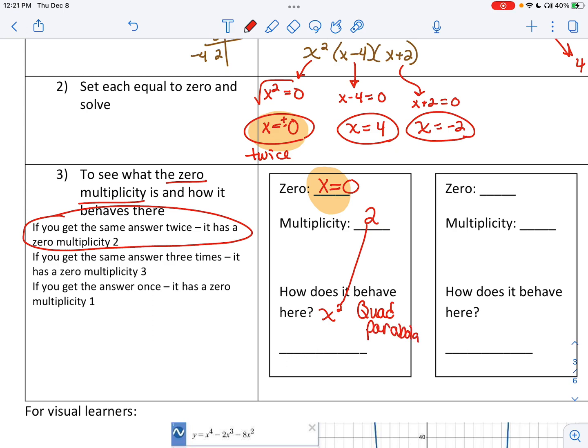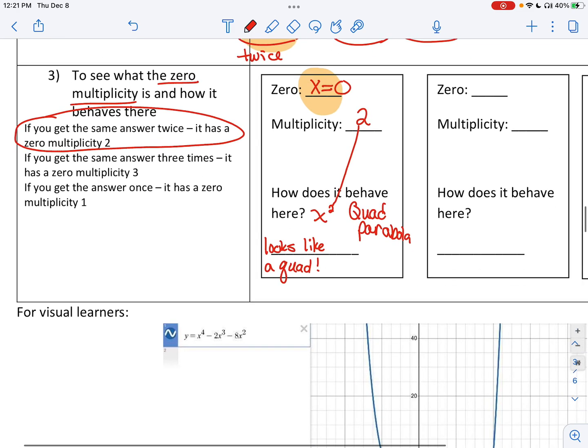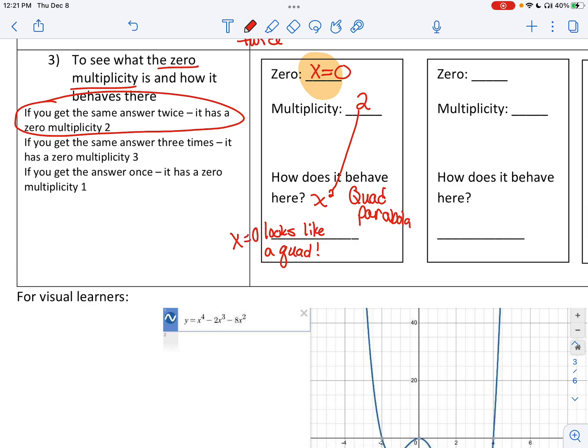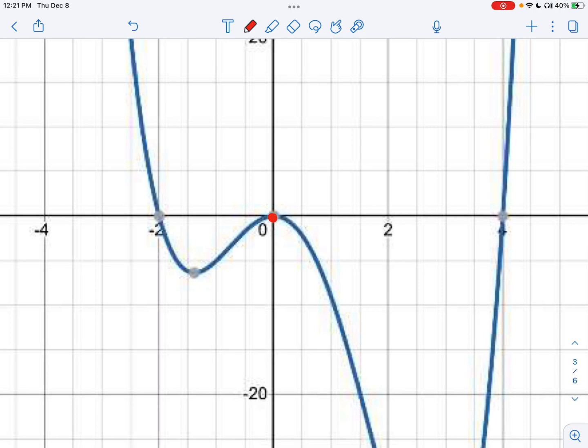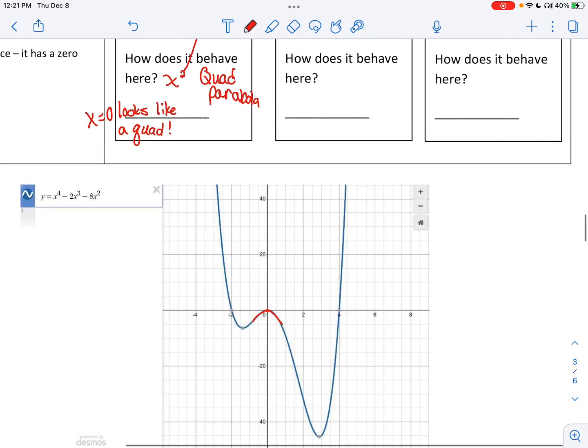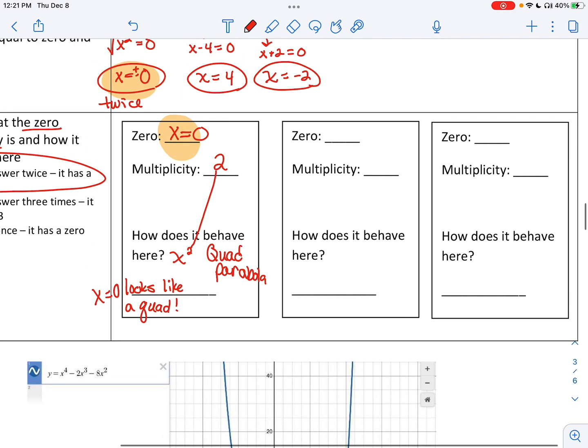Quadratic is a parabola. So at x equals 0, it looks like a quadratic. I want you to see that. And look, at 0, sure enough, it definitely does look like a quadratic. It has that parabolic shape. Well, that was pretty nifty.